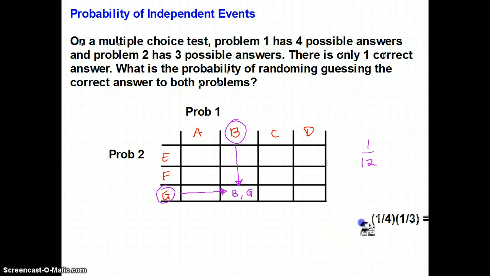Another way of looking at this is if we take the probability of selecting the correct answer from problem 1, that's a 1/4 chance, and the probability of selecting the correct answer from problem 2 is a 1/3 chance. And then if we multiply those two probabilities together, we have a 1/12th chance of getting it correct. That's, of course, if we're just randomly guessing.